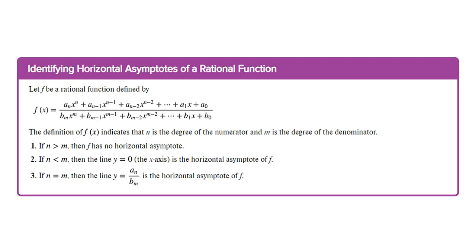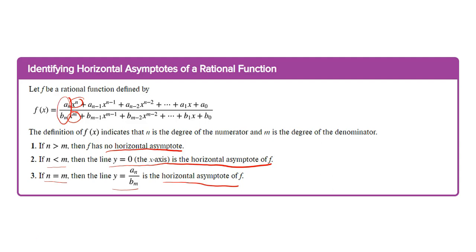You just have to remember a few things. If the power in the numerator is greater than the power in the denominator, there's no horizontal asymptote. If the power in the numerator is less than the denominator, then y equals 0 is the horizontal asymptote. And if the powers are equal, then the horizontal asymptote is the equation y equals a over b. So the fraction of the coefficients of the two highest powers.